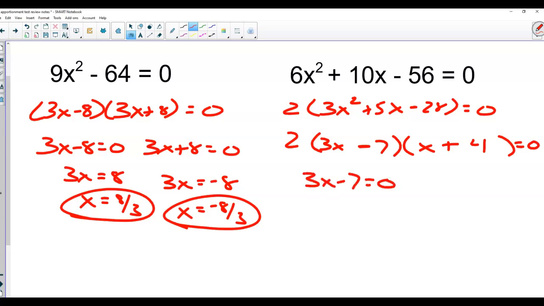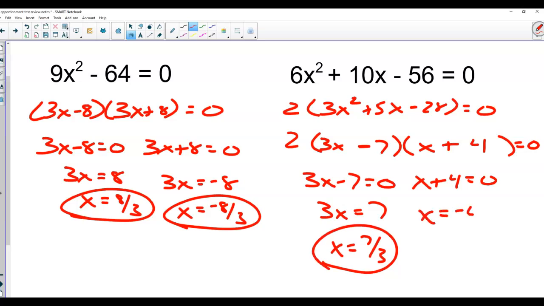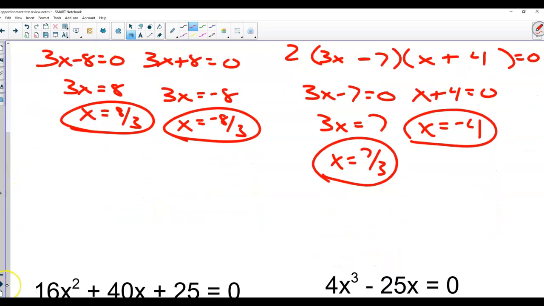3x minus 7 equals 0, x plus 4 equals 0. And now we solve. 3x equals 7, x equals 7 thirds. X equals a negative 4. Finish it up.